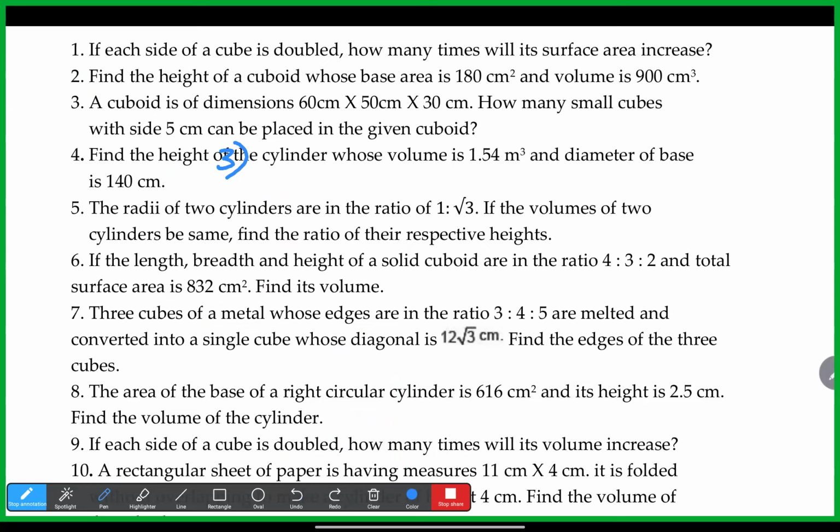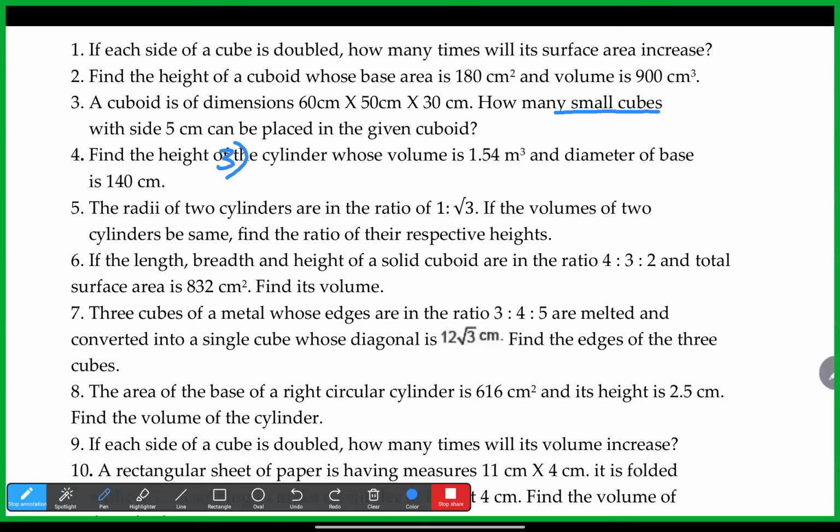Once you read the question. A cuboid of dimensions 60 centimeter into 50 centimeter into 30 centimeter. How many small cubes with side 5 centimeter can be placed in the given cuboid? Yesterday only we did so many sums of this type. How many small cubes of this side means simply volume of the bigger cuboid divided by volume of each small cube. If you do, we'll get the number of small cubes.